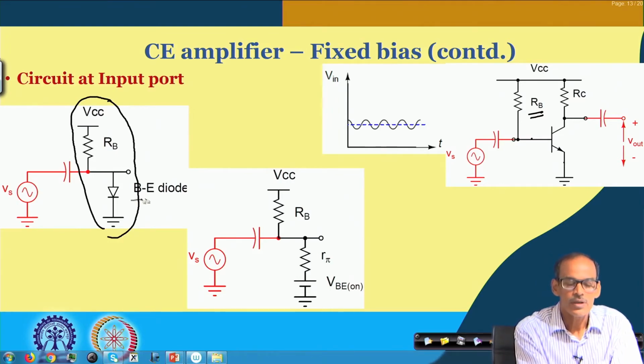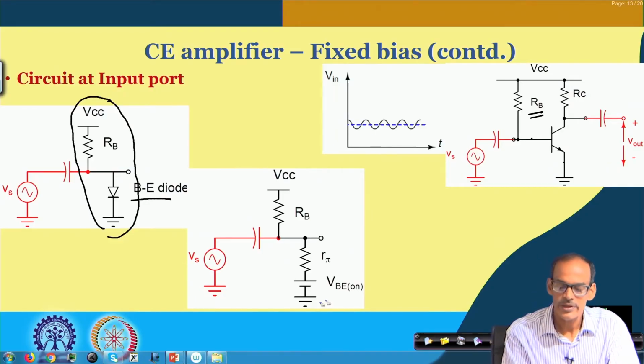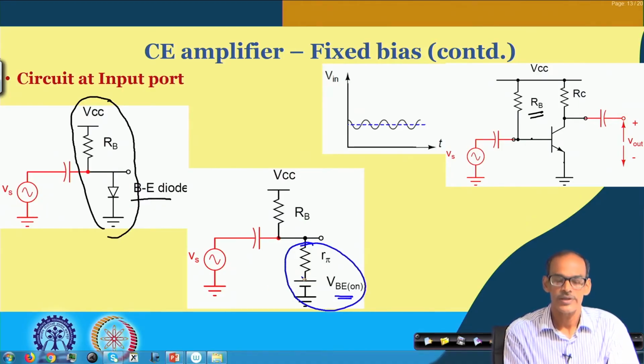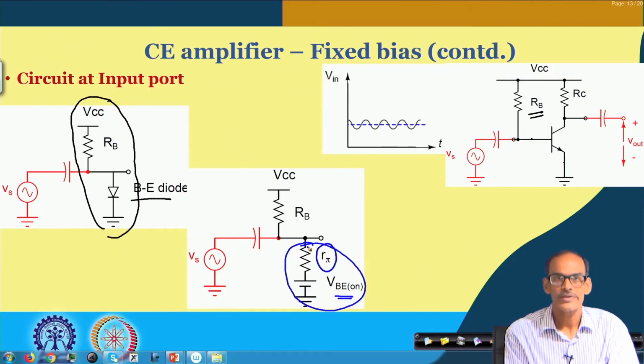Now, this diode can be replaced by its equivalent circuit, which is shown here, which has a DC voltage in series with the on resistance of the diode. The on resistance of the diode here we are representing by R pi. It is primarily coming from the pi model of the BJT, but for the time being you can consider it is the on resistance of a diode.